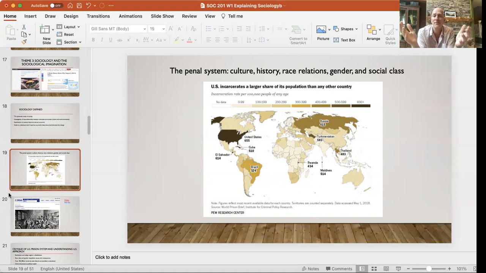That's pretty powerful, and it's not even close. We are by far the greatest incarcerator of any country in the world. Well, I think it begs the question: why? How did it come to be that way? What's the history behind that?